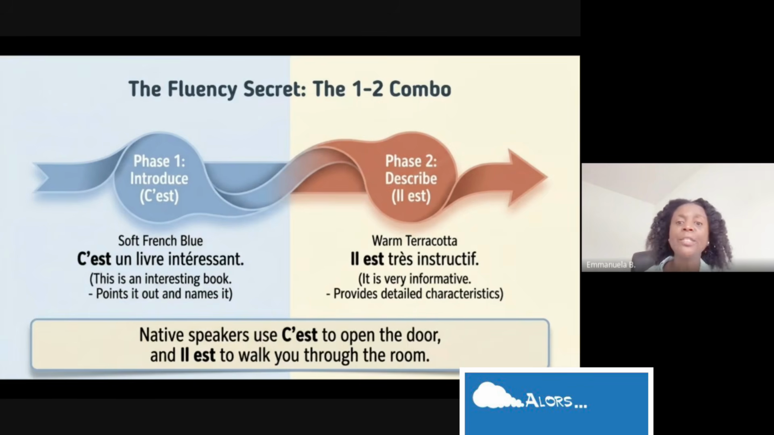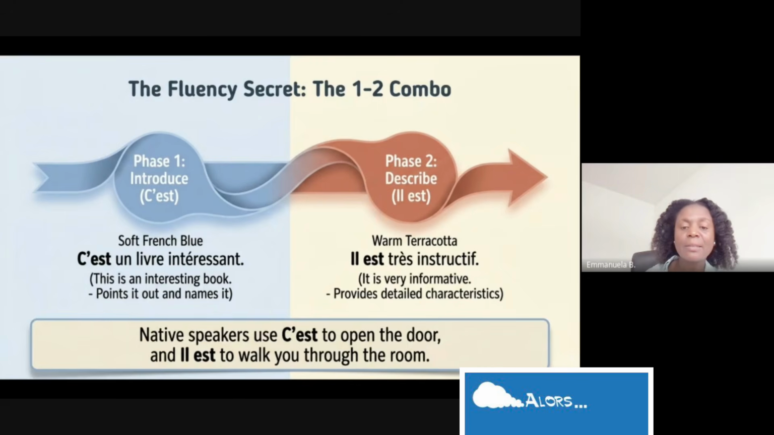However, you can use both structures in the exact same thought to sound natural. First, you introduce or identify something or someone. You say c'est plus determiner plus noun. For example, c'est un livre très intéressant.